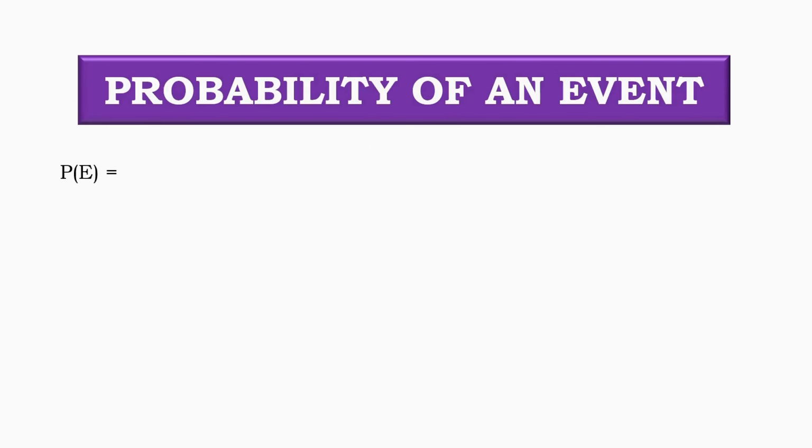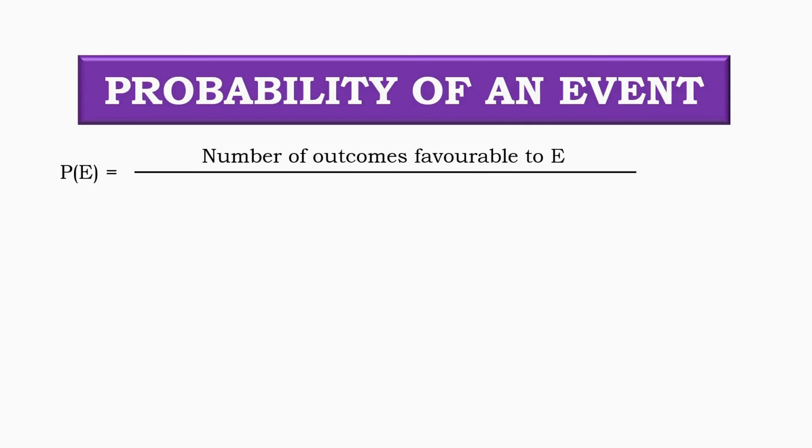Now, the probability of an event. What should be the formula? The probability of any event E is the number of outcomes favorable to E divided by the total number of possible outcomes of the experiment. For whatever event we are asking about, we take the possible outcomes favorable to that event divided by all possible outcomes.